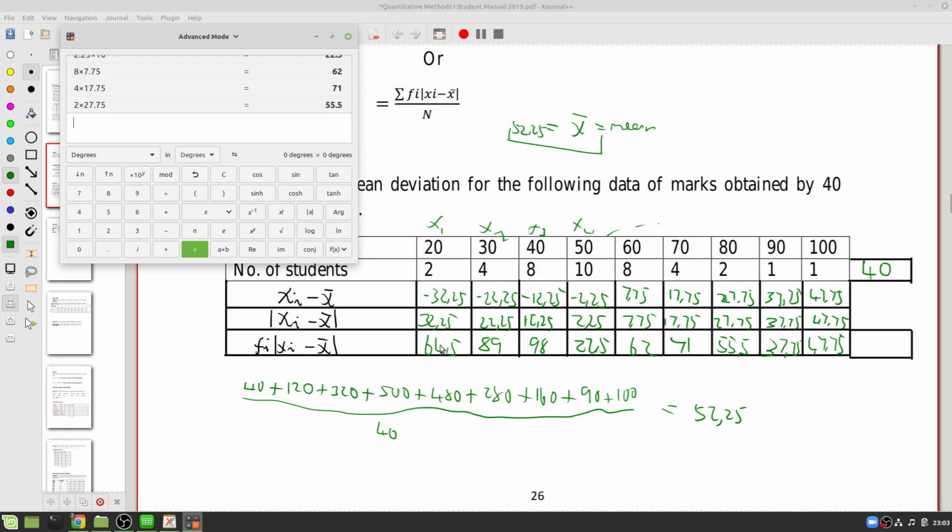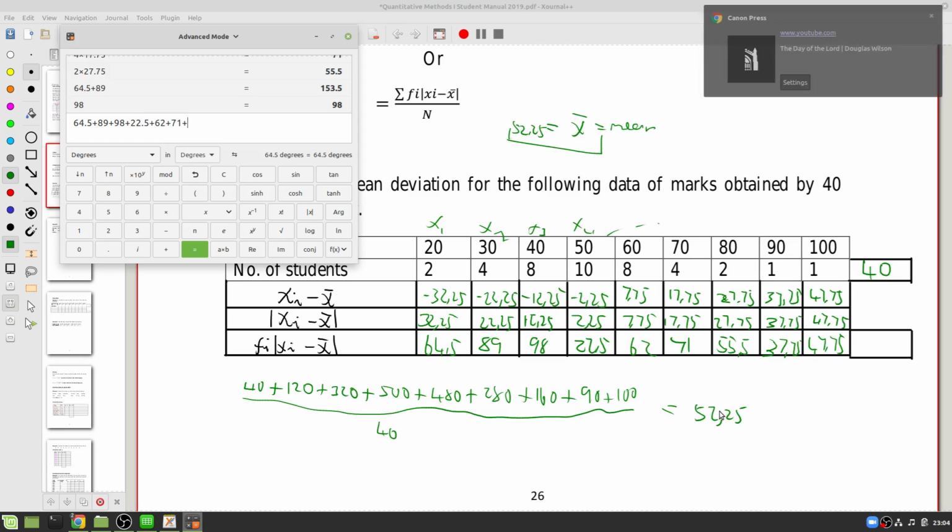Okay, now we're going to add all these together, like the sum of the fi times xi minus x bar. That's this column. We're going to sum this column. So 64.5 plus 89 plus 98 plus 22.5 plus 62 plus, ooh, what did I do? I did something wrong there. Start over. 64.5 plus 89 plus 98 plus 22.5 plus 62, 71, 55.5, where are we now?